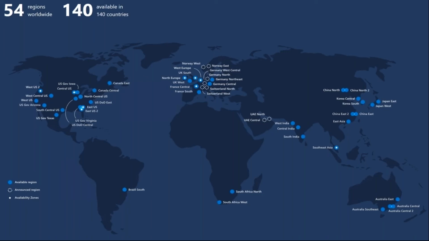It is going to be deployed on that particular location, and the accessibility is going to be on a very simple and very quick note. That is the good thing about Azure. So Microsoft has a presence in 54 regions, 140 countries.